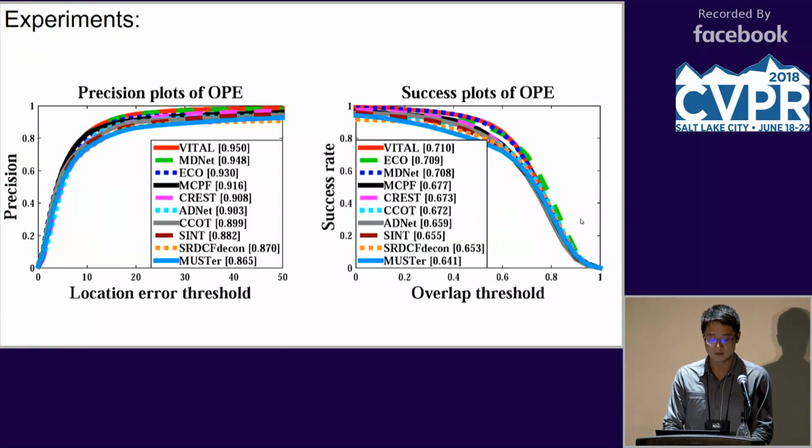So we evaluate the proposed tracker VITAL on the visual tracking benchmarks, including OTB and VOT, using standard metrics. The distance precision and overlap success rates shown in these figures here indicate that the proposed tracker performed favorably against state-of-the-art approaches.